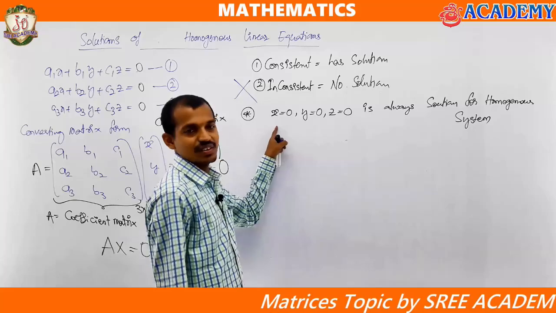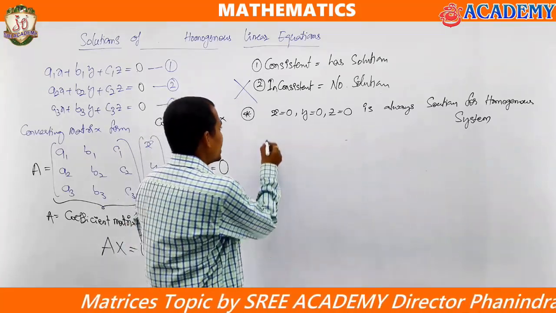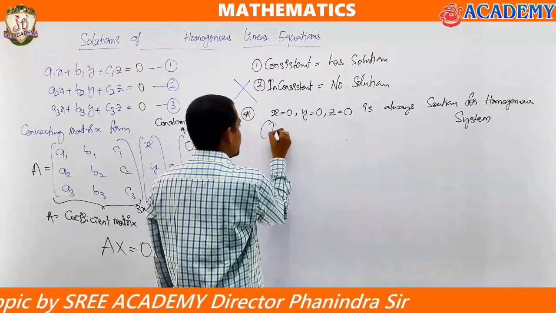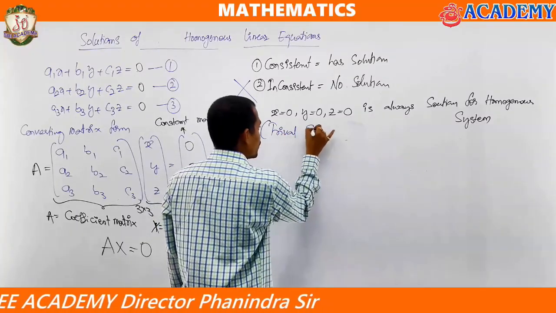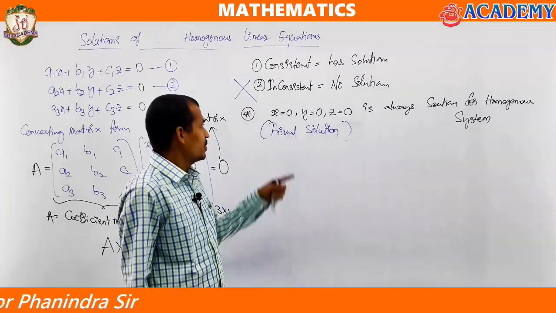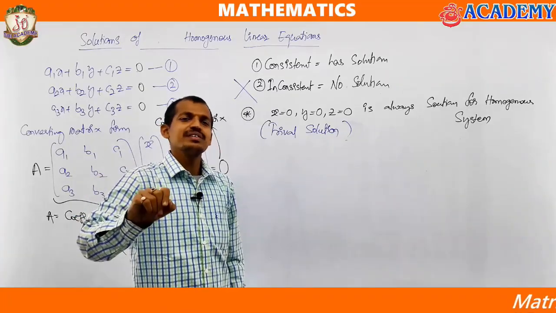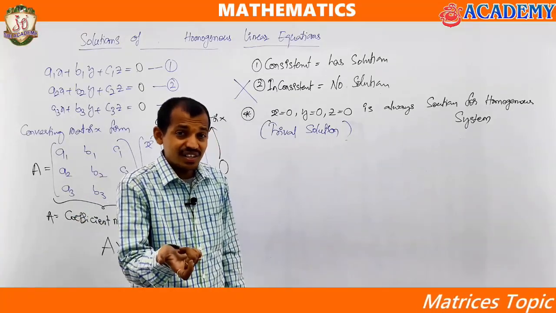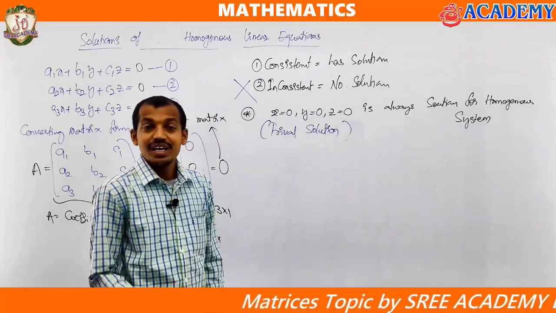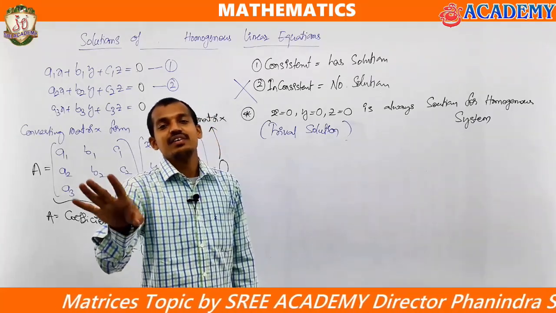Why? Because x equal to 0, y equal to 0, z equal to 0 is always going to be a solution. Here this solution is named as a trivial solution. Trivial solution is nothing but x equal to 0, y equal to 0, z equal to 0. Trivial solution is always a solution for homogeneous linear equations.